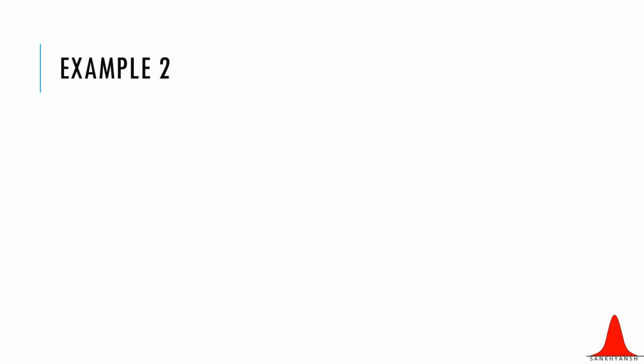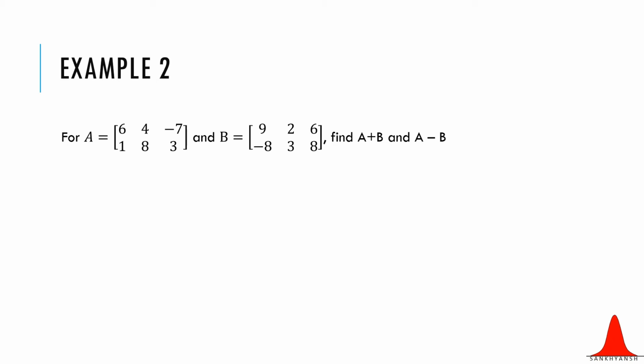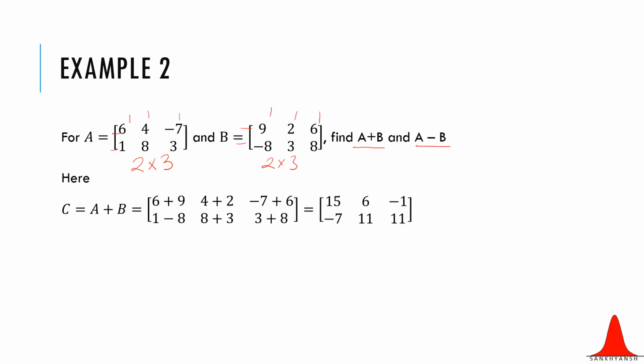Let us take another example. In this example we have to add A and B and we have to subtract B from A. Before doing this we have to check their order. This matrix is a 2 by 3 matrix, and this is also a 2 by 3 matrix, because they both have 2 rows and 3 columns. So they can be added and subtracted. So the resultant matrix C is the addition of A plus B.